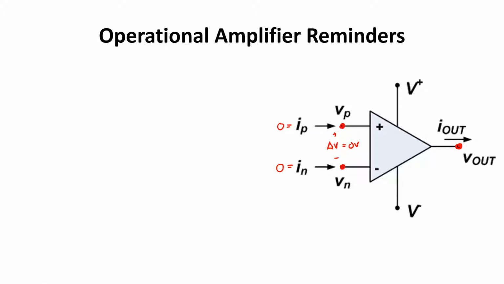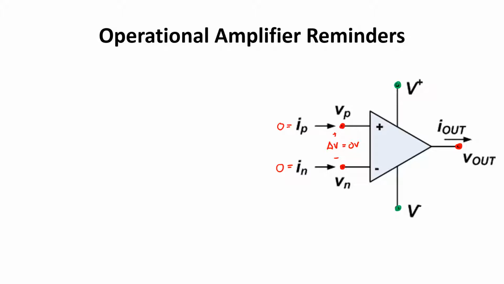2 of the terminals, V plus and V minus, are used to provide power to the operational amplifier. The op-amp will not function if you don't apply power to these terminals. To complicate things a little, these terminals are sometimes not even evident on circuit diagrams. We just assume that they're there and let it go at that.